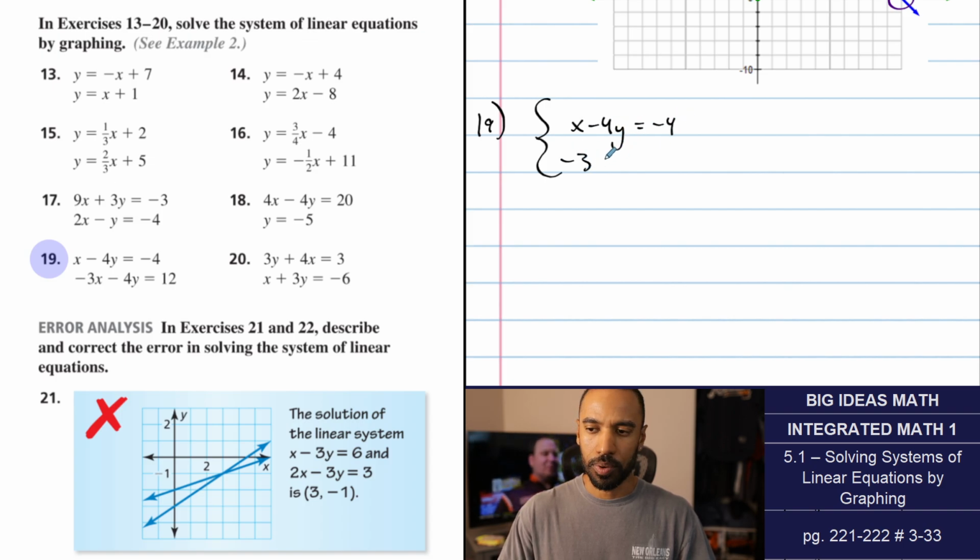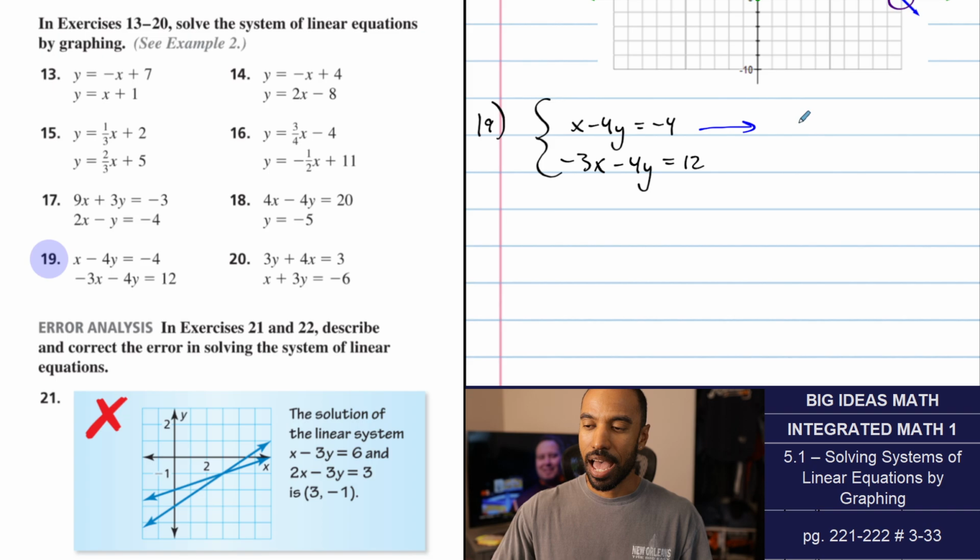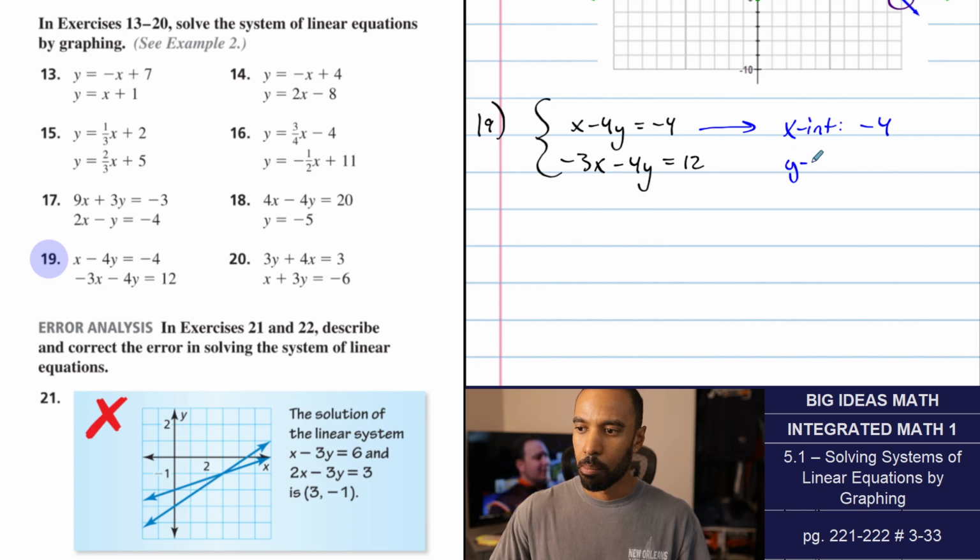And negative 3x minus 4y equals 12. Also good for standard form, as long as I have integer values that fit within my window range. My x-intercept here will be negative 4 when we set y equal to 0. My y-intercept, I divide both sides by negative 4, and I get positive 1.